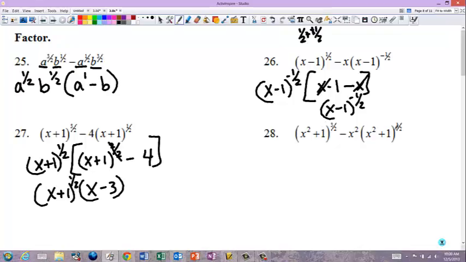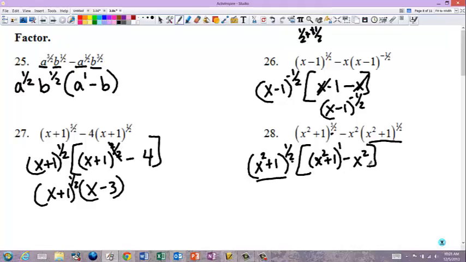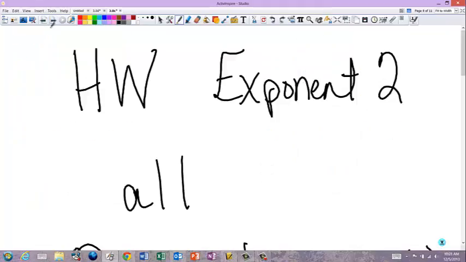Again, biggest number out of 3 halves and 1 half is 1 half. So I'm going to take an x squared plus 1 to the 1 half. I had 3 halves. I took 1 half. So it's going to leave 2 halves, or 1, minus, I had 1 half. I took 1 half, so it's just minus x squared. The x squareds cancel, and it's just x squared plus 1 to the 1 half times 1. And that's the answer.